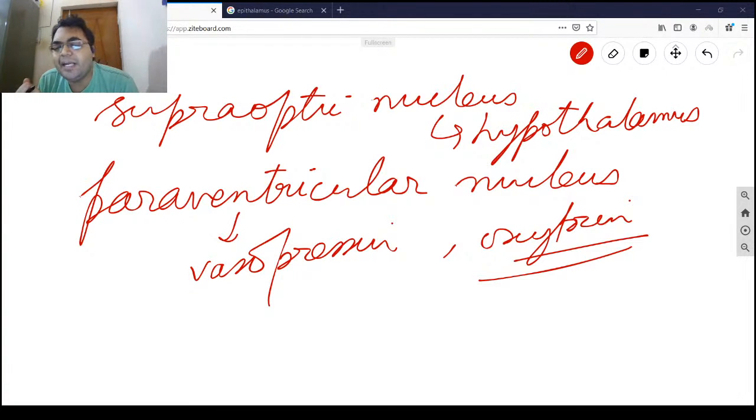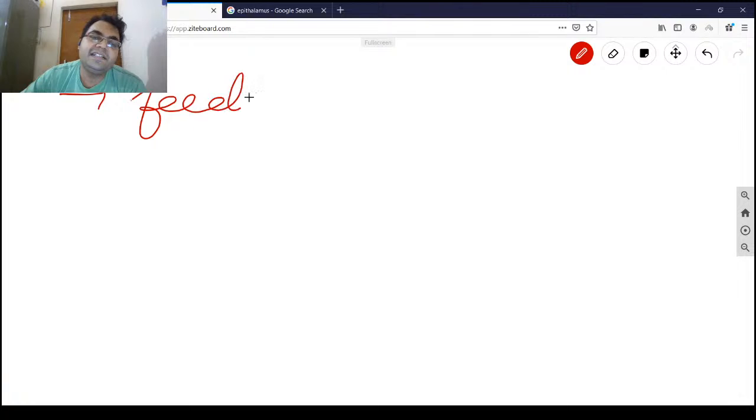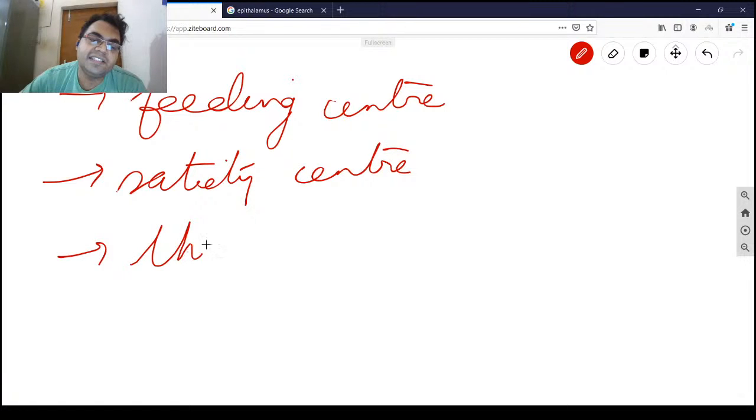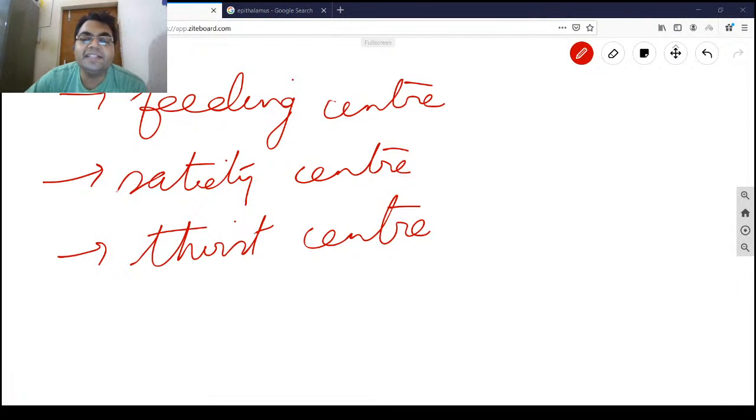One more thing regarding the hypothalamus is regulation of eating and drinking. It contains the feeding center, the satiety center, and the thirst center. So many things it contains.